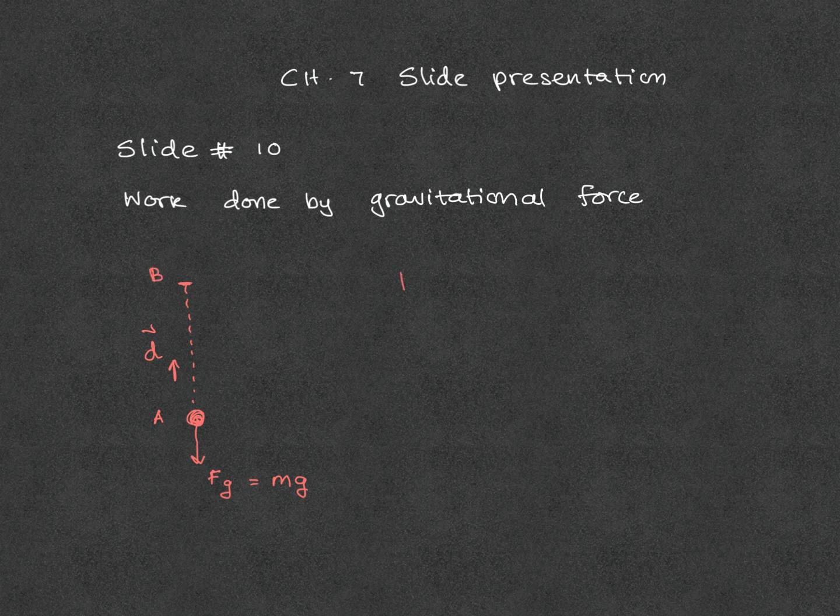Now if you are looking for the work done going from A to B, well, the work equation is force dotted with displacement. If you expand it, you will get F d cosine theta. Actually in this case it is Fg, and Fg equals mg. So you substitute mg, then d, cosine, and the angle between the two vectors.